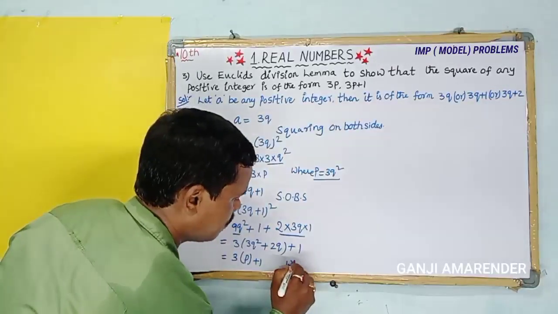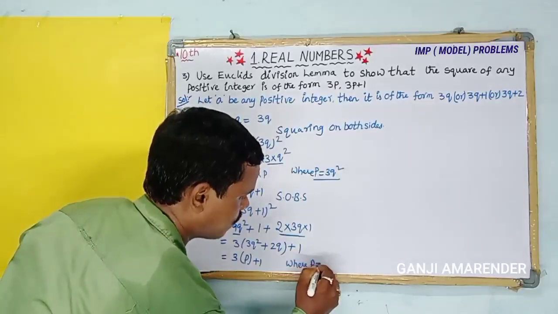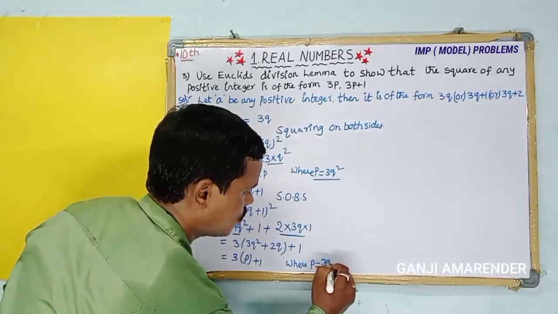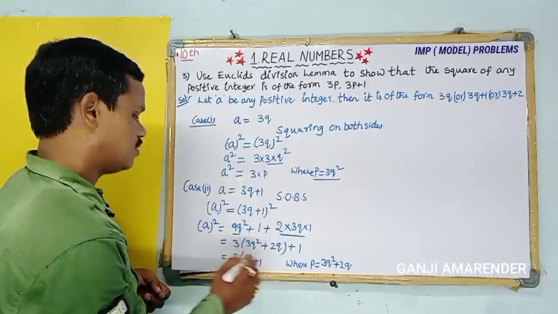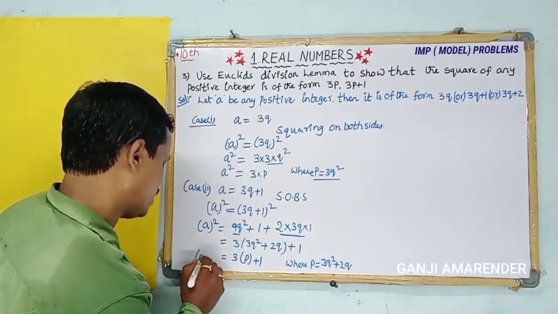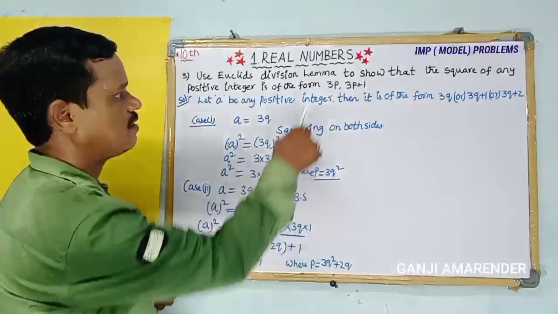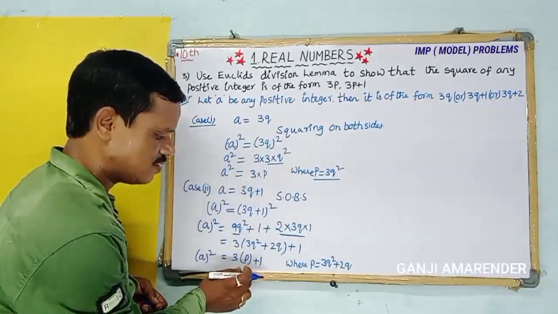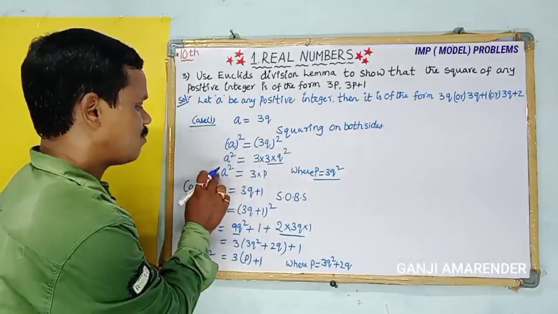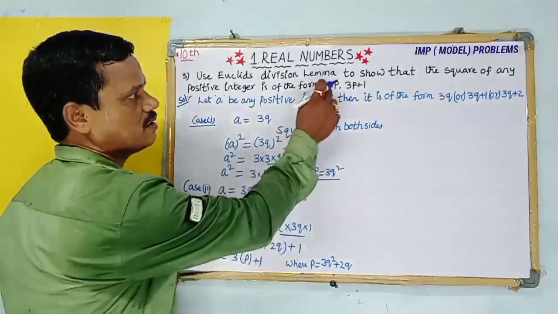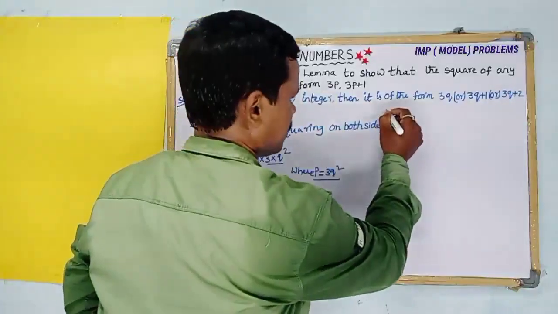Okay, where p is equal to 3q square plus 2q. Okay now, so square of any positive integer is in the form of 3p plus 1. Here in this case square of positive integer is in the form of 3p. Okay, now case 3.